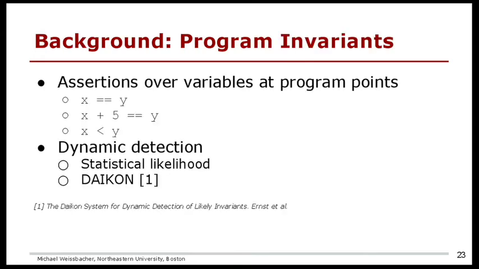Okay, what are program invariants? These are assertions over variables at program points, like x equals y or x plus 5 equals y and such. And these are detected dynamically. So while we execute, we are collecting these variable states, and later we run statistical analysis, and we have as output those invariants which are likely to hold in the future. A tool which we extended for this is the Daikon dynamic detection system.